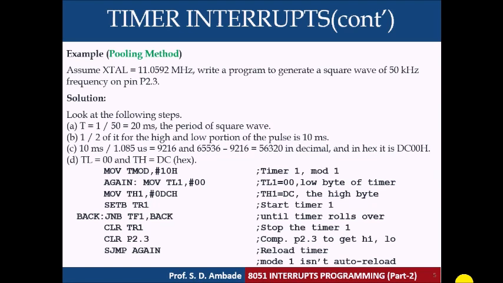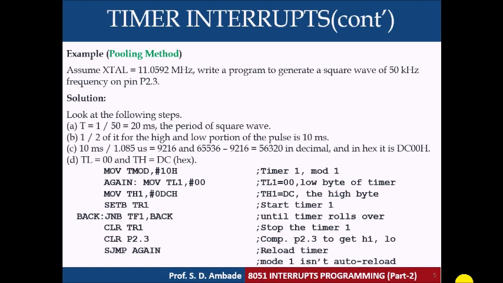Look at the following steps. First we have to calculate T. T is equal to 1 by F, means 1 by 50 kHz, which will be equal to 20 microseconds. This is the period of the square wave. We have to further divide it by 2 for the high and low portions of the pulse. The result will be 10 microseconds. For 10 microseconds the pulse will be high, and for 10 microseconds the pulse will be low.